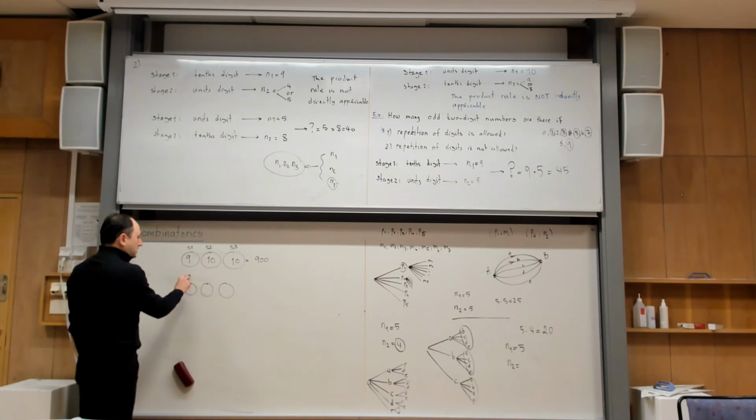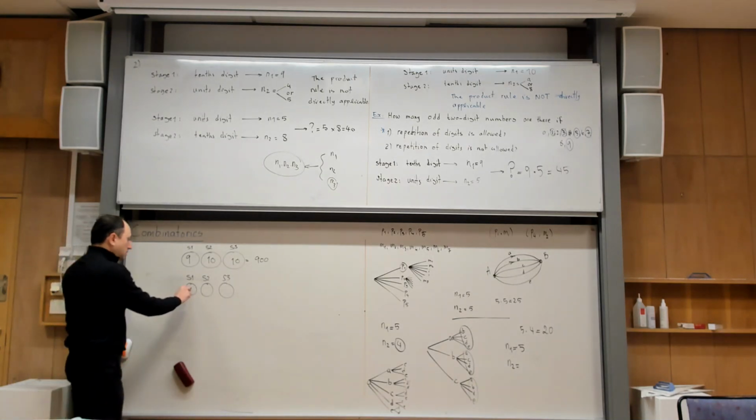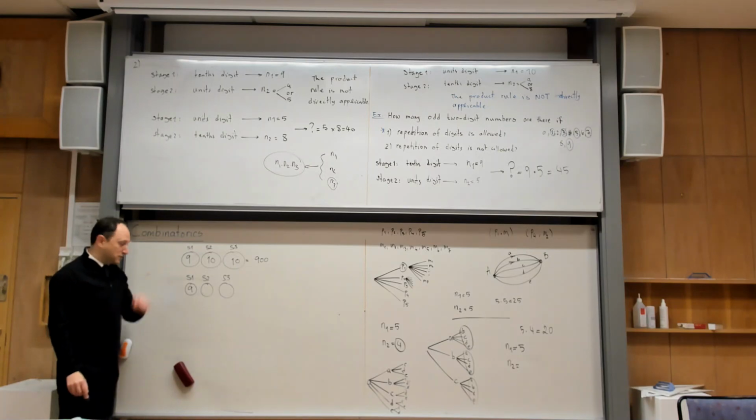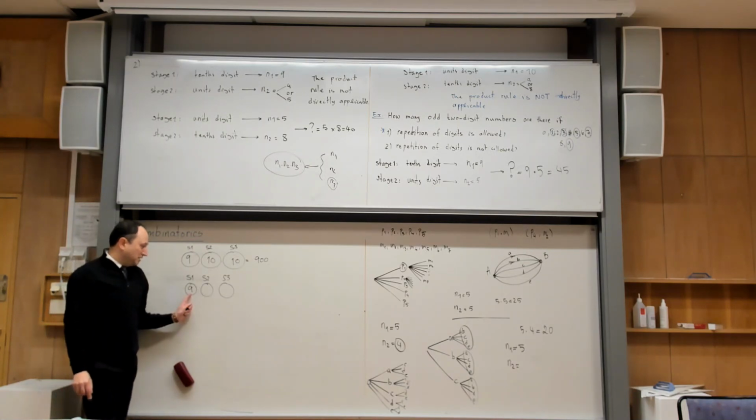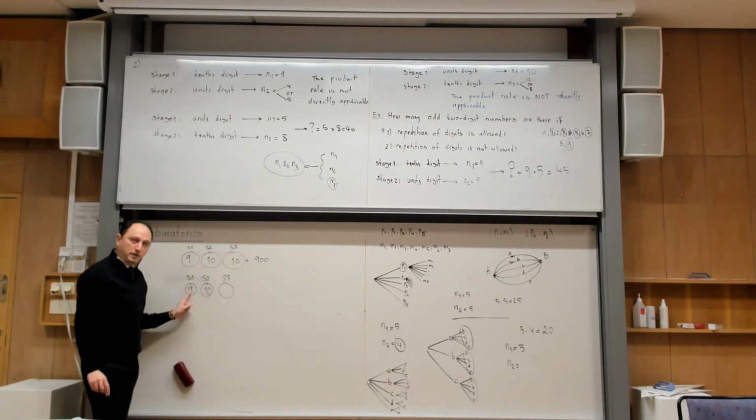Let me just choose the natural order again. Stage 1, stage 2, stage 3. How many options are available here? Yes? But this is a good question. So let me ask you how many options are available here. Be careful, I want to have an odd 3-digit number. How many options are available here? 10. This 10 is independent of my choice here. But how many options are available here?